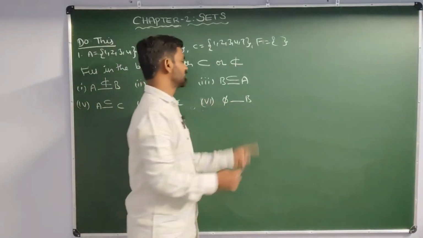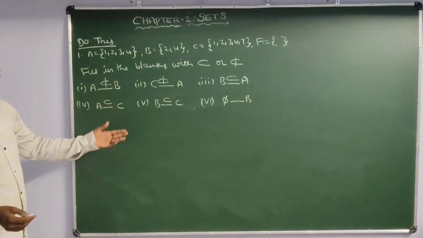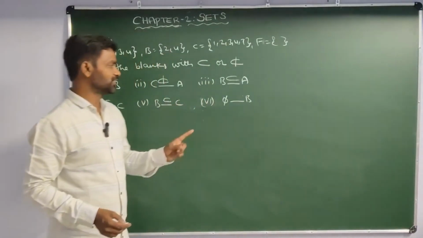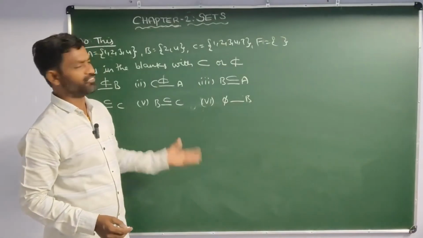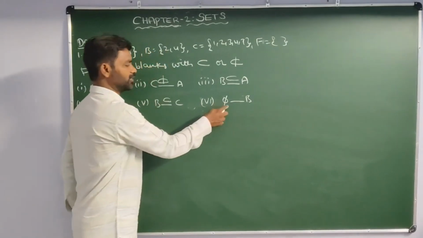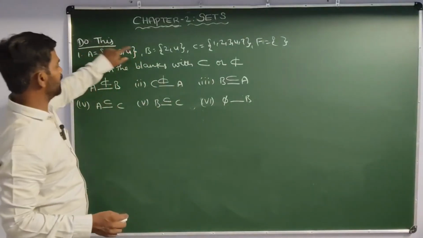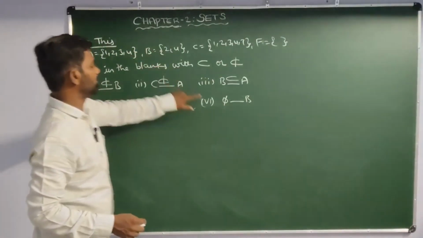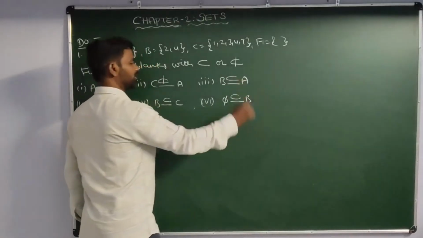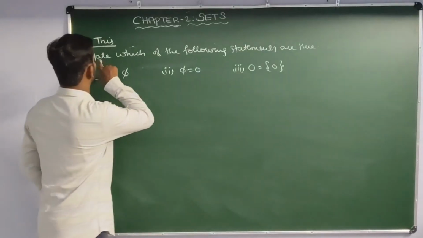Next, phi is a subset of B. Just before this, I gave two statements: the empty set or null set is a subset of every set, and every set is a subset of itself. So this is the empty set only, the null set. The null set is a subset of set A, of set B, and of set C also. So here the null set is a subset of set B. That is the answer.